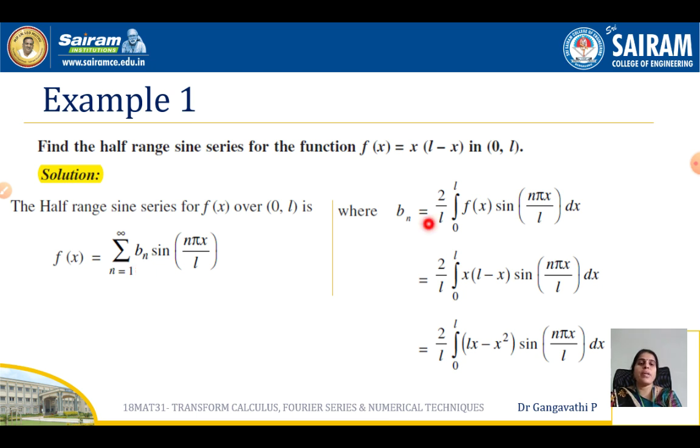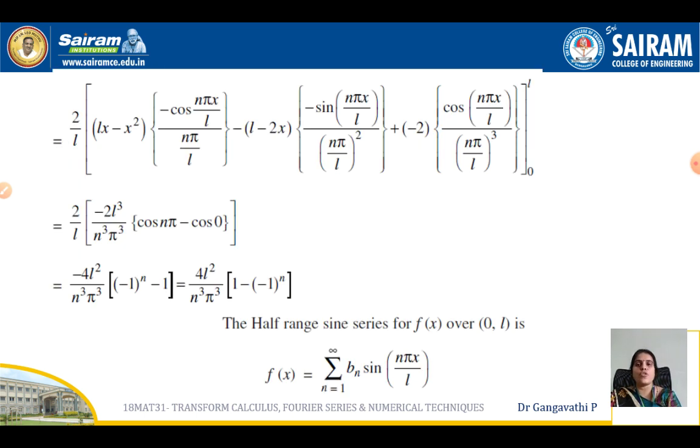The formula for Bn in the interval 0 to L is 2 by L integral 0 to L f of x sine n pi x by L dx. Substitute for f of x and multiply this x inside the bracket so that you have only two functions, and you can apply Bernoulli's rule to integrate. When we integrate, keep 2 by L outside as it is. Take the first function, the integral of the second, and the differentiation of this and integration of this.